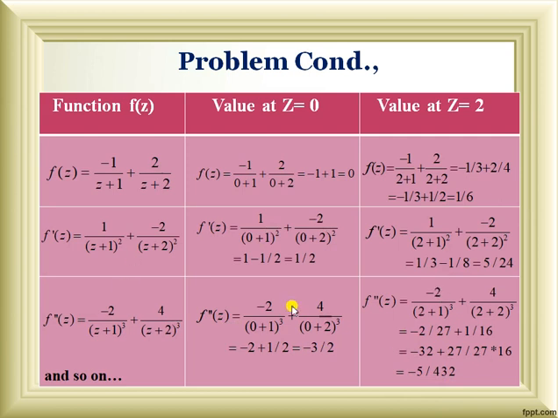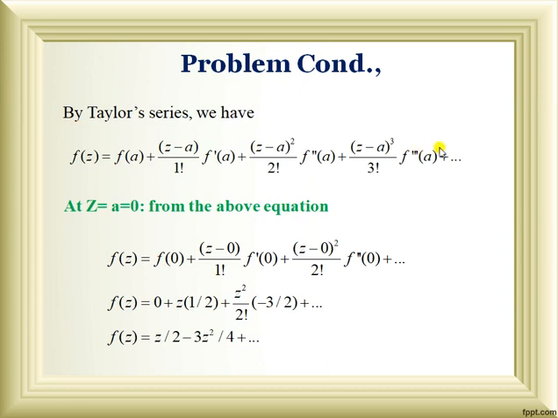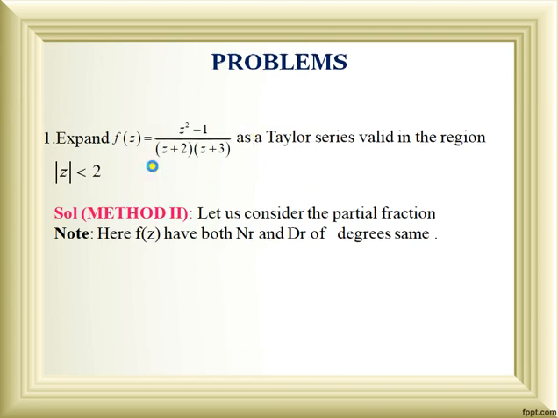So I am going to use these values in the Taylor series expansion formula. This is our general formula. At the first point z equal to 0, the general formula is f of z equal to f of 0 plus (z minus 0) by 1 factorial f dash of 0 plus etc. Here I am replacing a with 0. I have the f of 0, f dash of 0, f double dash of 0 values in the table, replacing all those and simplifying. Finally, f of z at the point z equal to 0 is z by 2 minus 3z square by 4. So let us take the second point z equal to 2.